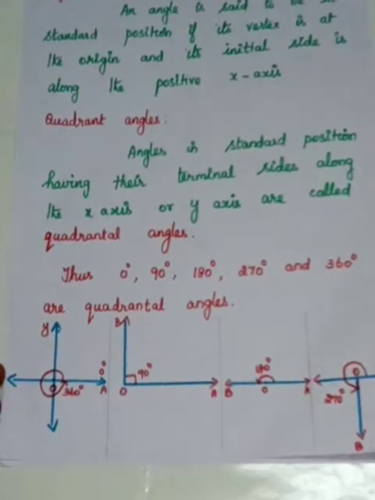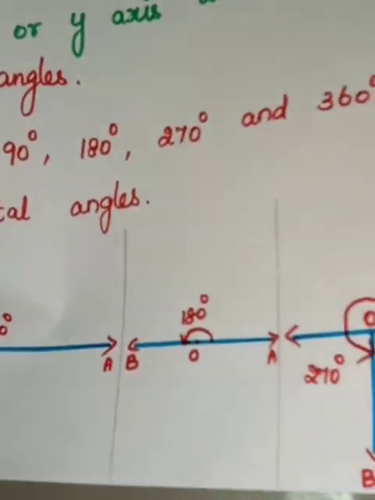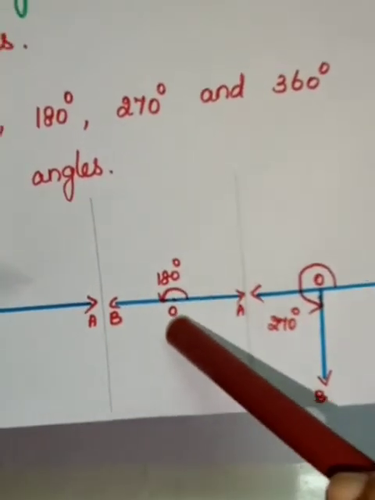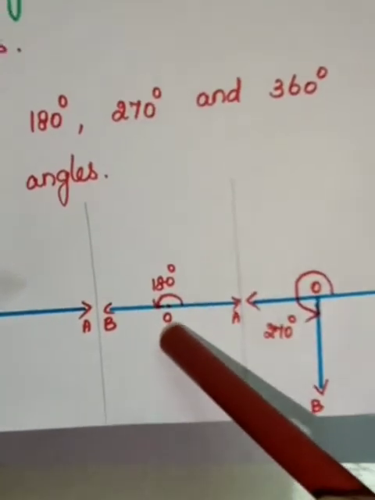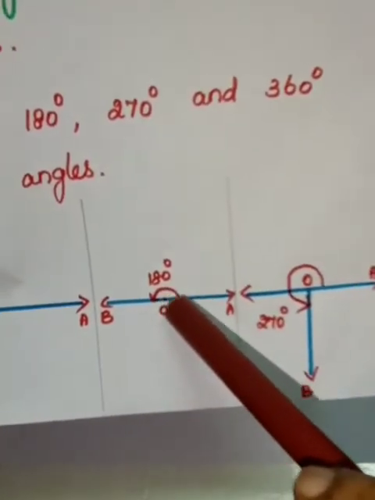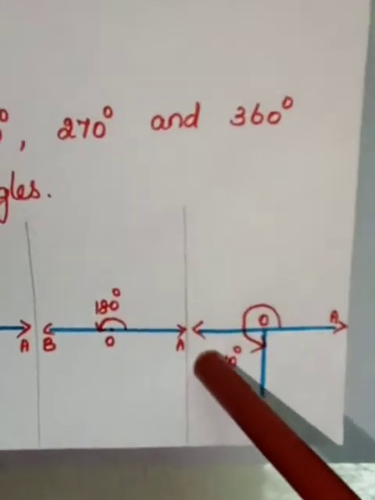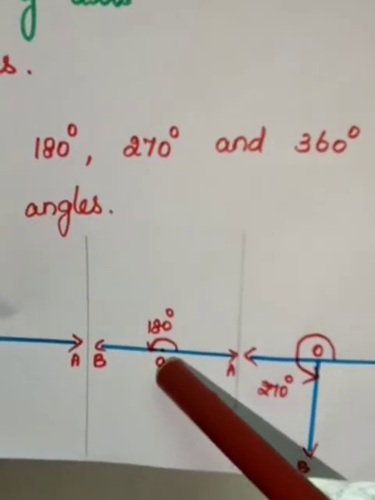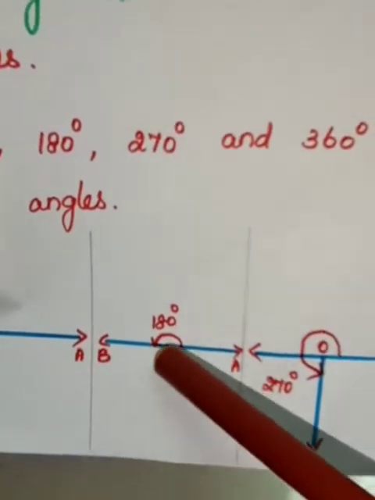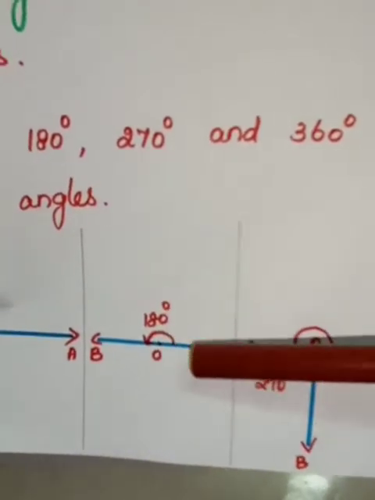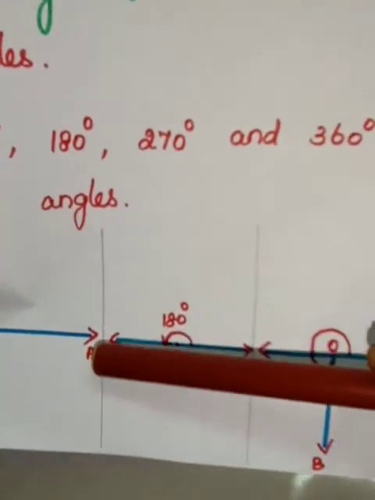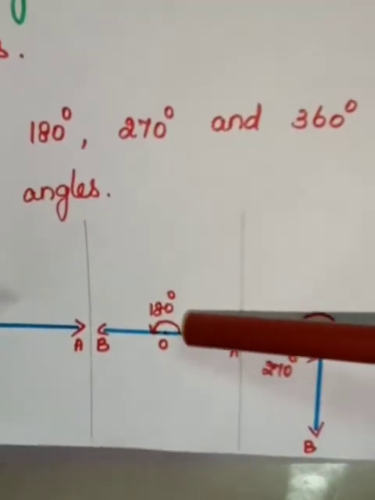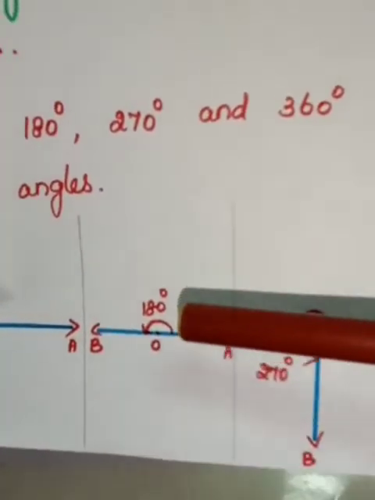And coming to the third diagram, you look at this. I have drawn only the x-axis. So the x-axis is drawn. Here O is the origin. Here the vertex is at the origin and the initial side is OA, along the positive x-axis. Okay, and the terminal side OB is along the negative side of the x-axis. So OA is the initial side, and after making this rotation, OB is on the negative side of the x-axis. So what angle is made? It is 180 degrees. So 180 degrees is a quadrant angle.